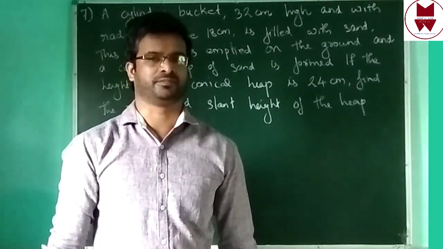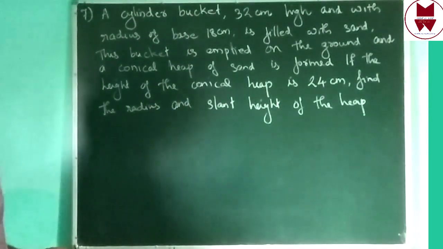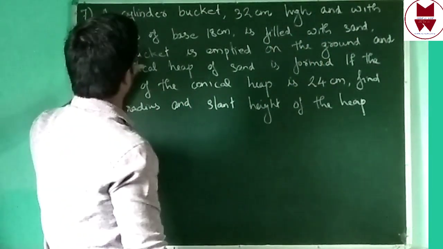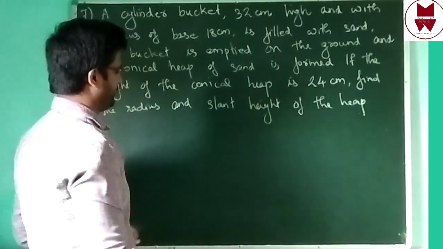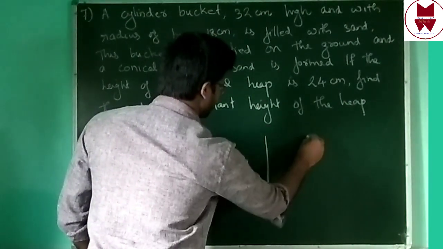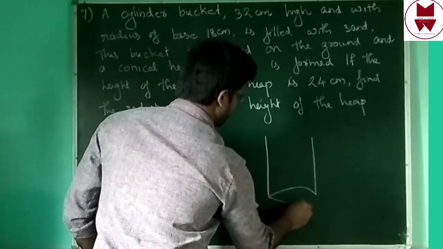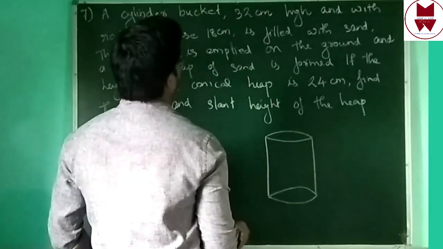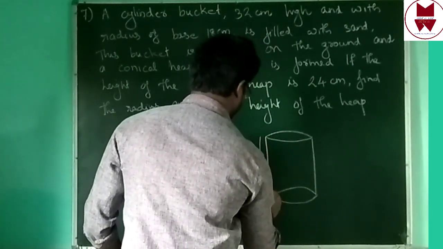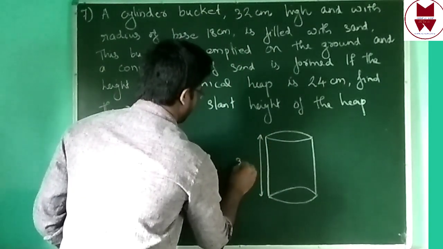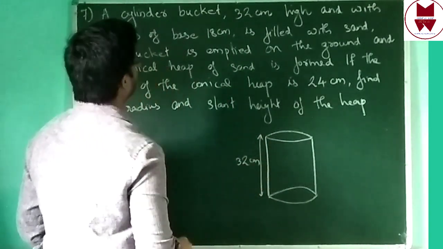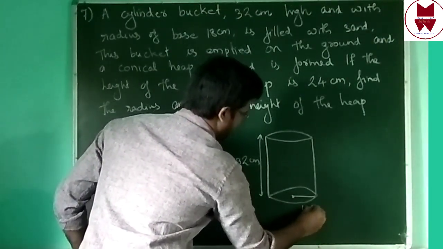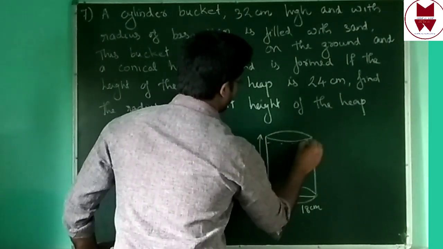Now we can see the next question, question number 7. A cylindrical bucket is 32 centimeter high and has a base radius of 18 centimeter. You can draw that figure: one cylindrical shaped bucket, then height is 32 centimeter with radius of base 18 centimeter. This is full of sand.